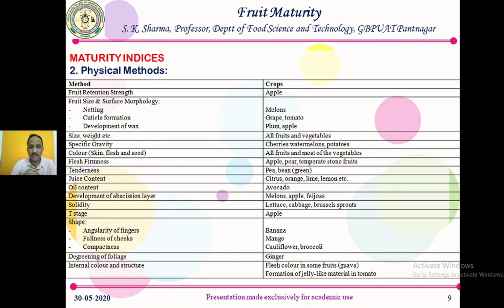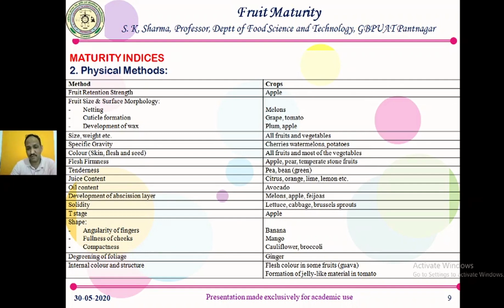Similarly, in case of apple and pear and some other stone fruits, the flesh firmness is also one of the measures. We measure with the help of a penetrometer the firmness of the flesh. Initially the fruit will be hard, but when it moves towards maturity, it becomes softer and softer, and on ripening it becomes soft. So when we attain a particular softness based upon the pressure, we can just adjudge that now it's the right stage for harvesting. Similarly, juice content in the citrus fruits, oil content in avocado, and so many other stages.